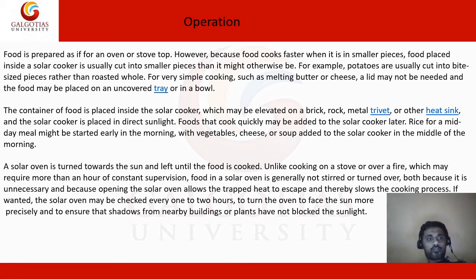Unlike cooking on a stove or over a fire, which may require more than an hour of constant supervision, food in a solar oven is generally not stirred or turned over, both because it is unnecessary and because opening the solar oven allows the trapped heat to escape and thereby slows the cooking process. So if wanted, the solar oven may also be checked every 1 to 2 hours to turn the oven to face the sun more precisely and to ensure that shadows from nearby buildings or plants have not blocked the sunlight.